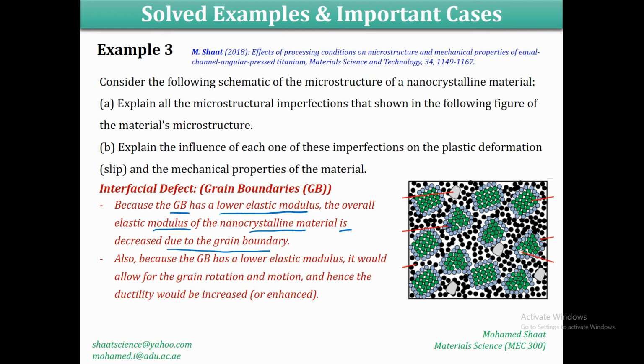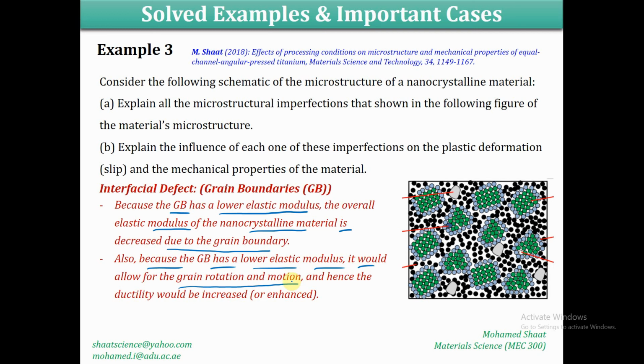The grain boundary has a lower elastic modulus, and in the nanocrystalline material state, the grain boundary makes up around 50% of the material microstructure. So it has a significant contribution to the material's mechanical properties, and one of the effects is to severely decrease the elastic modulus of the material. Another effect of the grain boundary having a lower elastic modulus is that it also allows for grain rotation and motion.